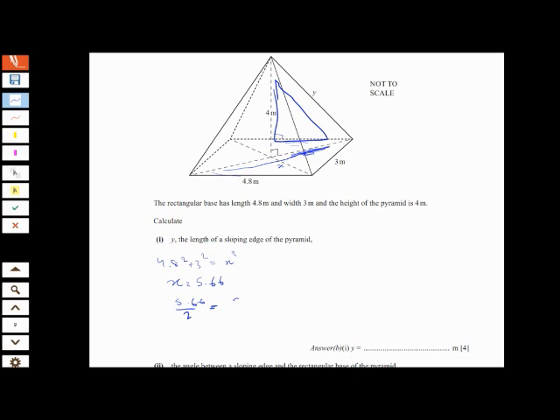Now we know that, so use the Pythagoras theorem again to find y. 4 squared plus 2.83 squared equals y squared. y is 4.899. Rounded, it should be 4.9 meters.